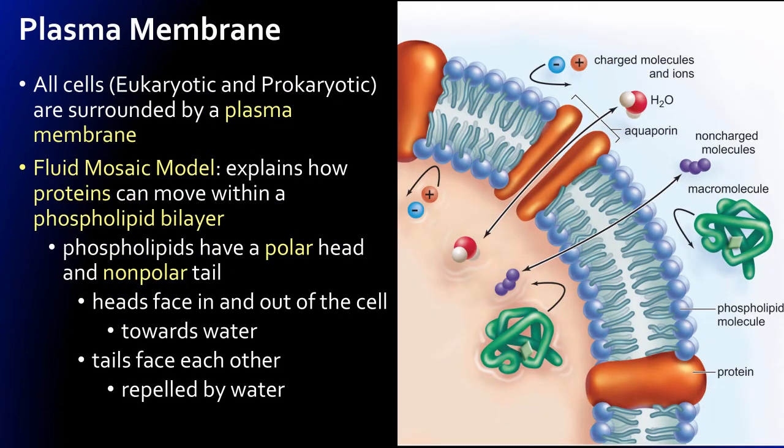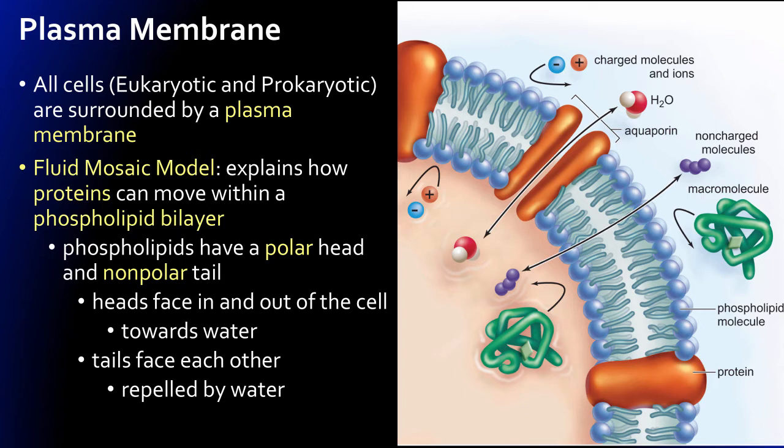All right, so one of the things we need to understand very well to understand cellular behavior and physiology within humans is the plasma membrane. That is the outer wrapper of a cell. So, of course, all cells, both eukaryotic and prokaryotic, are surrounded by a plasma membrane. And we explain this plasma membrane by something we call the fluid mosaic model.